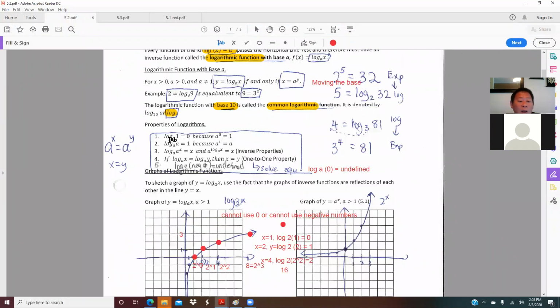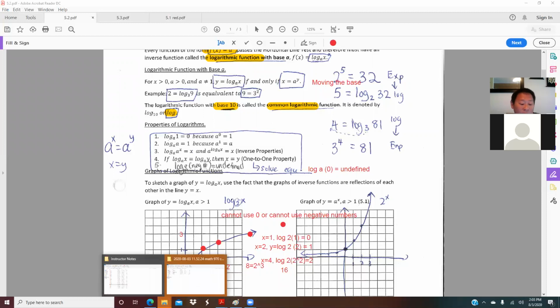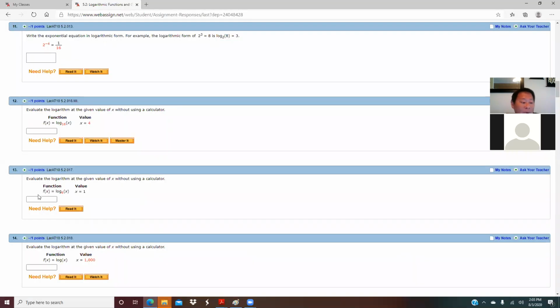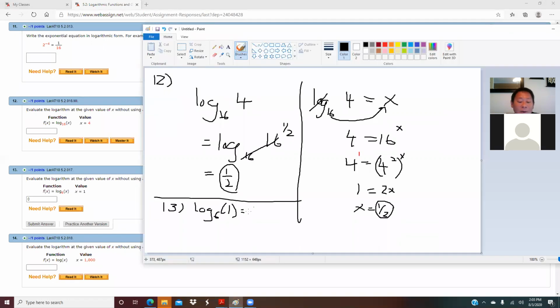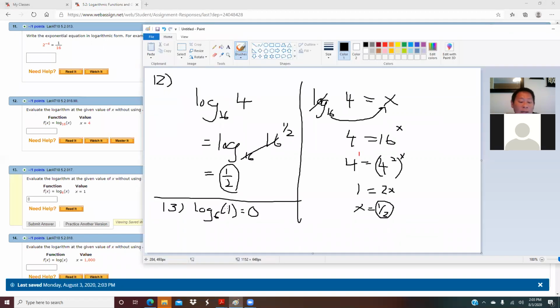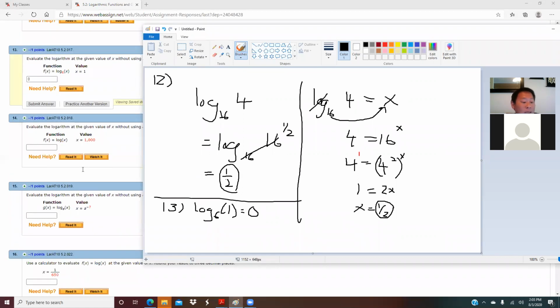Remember, log of any base to the 1, you get what? Log base anything of 1, you get 0. So in this case, for this question, you will get 0. Yep, that is the answer. So don't forget that if you see 1 here, your answer is 0. I don't care what your base is.